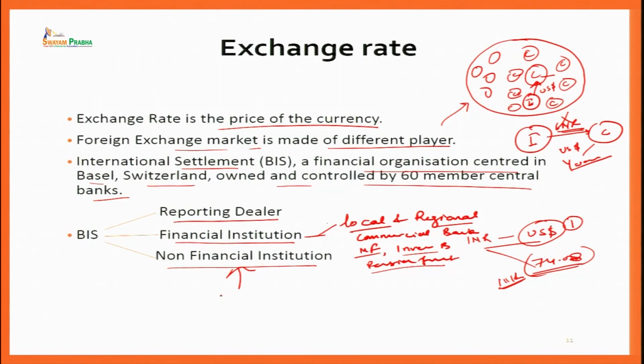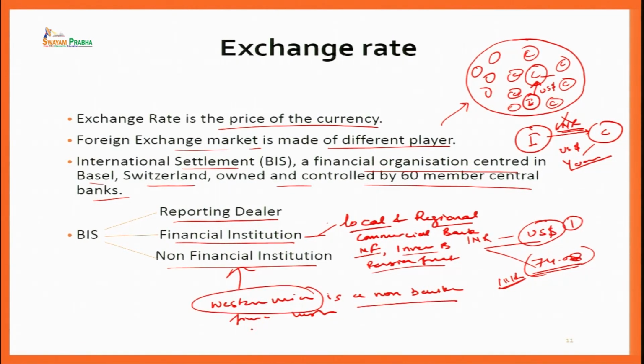As far as non-financial institutions are concerned, one of the best examples of it is Western Union, a non-banking financial institution that deals with the foreign exchange market. Here in the financial institution, local, regional, commercial bank, investment bank, mutual fund, even the pension fund are going to be part of the financial institution, whereas the reporting dealers are the price influencer and market makers, right?